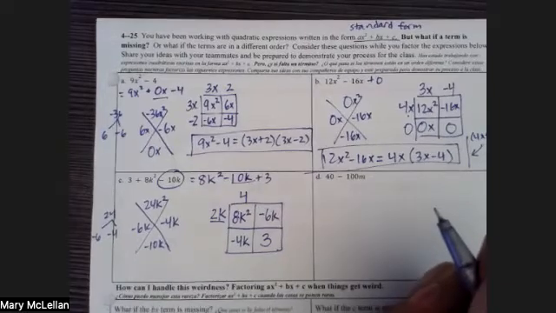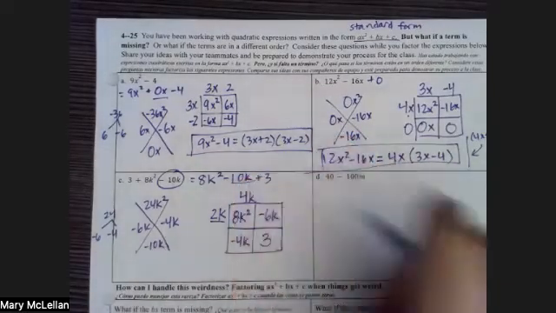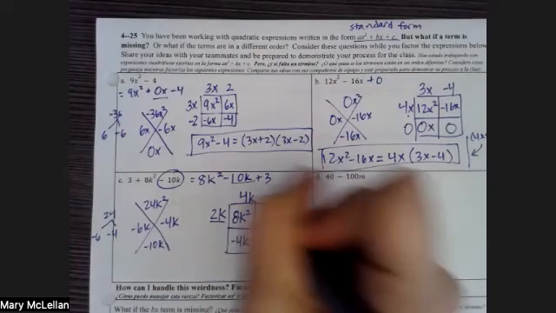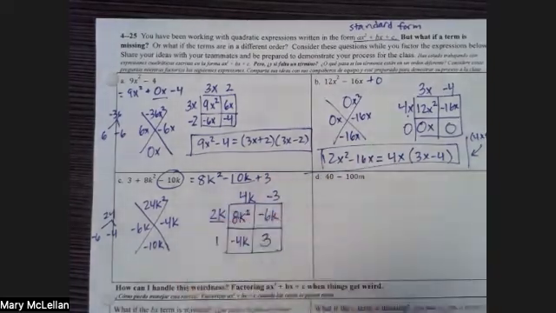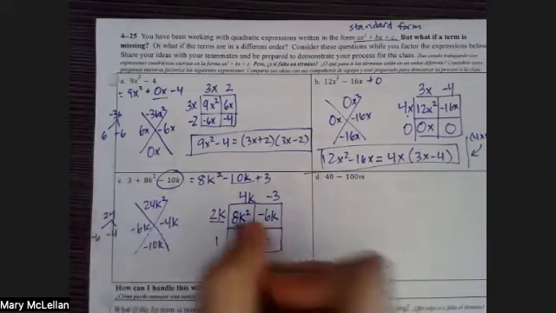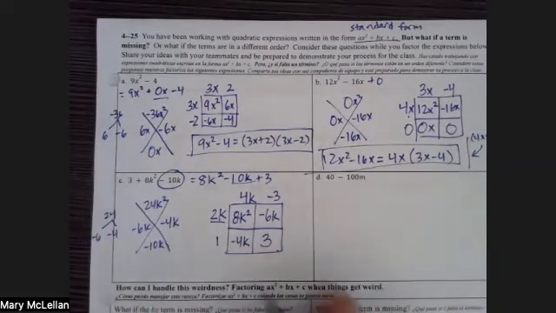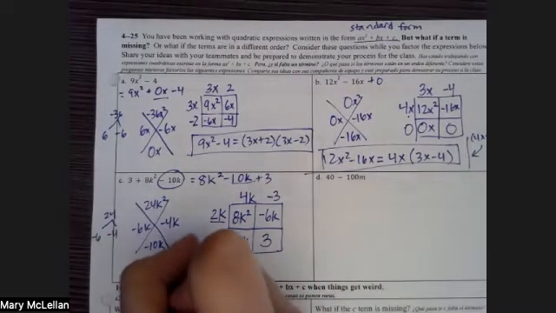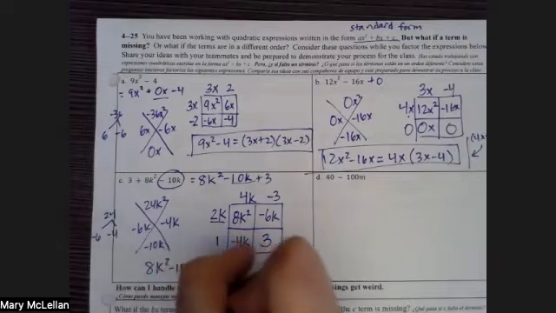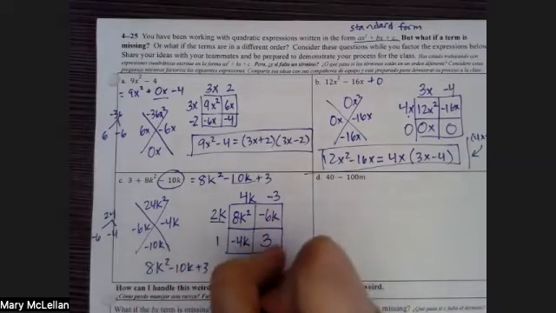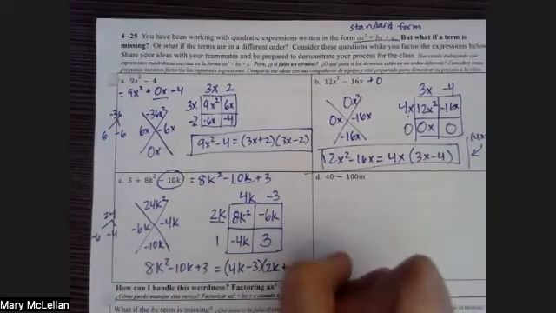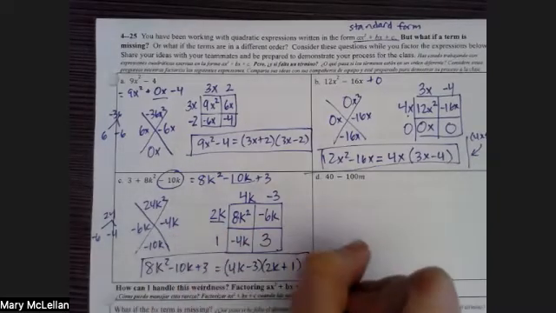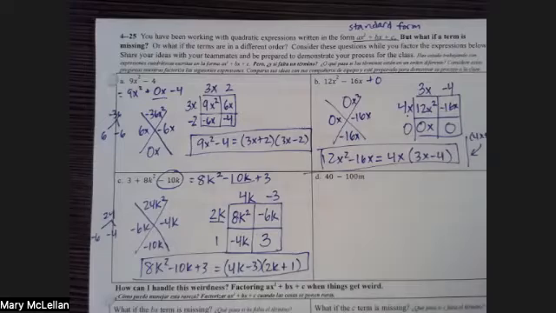2 times 4 is 8k squared. 2k times negative 3 is negative 6k. And 4k times positive 1 is negative 4k. And then I can write my final answer. Please write your final answers in standard form. So we should have 8k squared minus 10k plus 3 equals 4k minus 3 times 2k minus 1. Next problem.